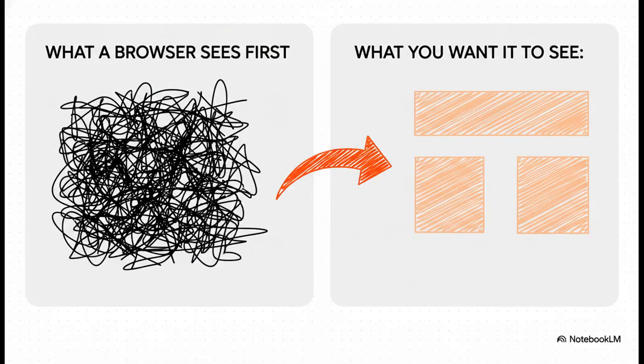You see, when a web browser first gets a text file, it sees this. Just a giant, jumbled up wall of words. Total chaos, right? But what we want it to see is this other side. Something with order, a clear title, and paragraphs you can actually read. Our job is to turn that chaos into clarity.